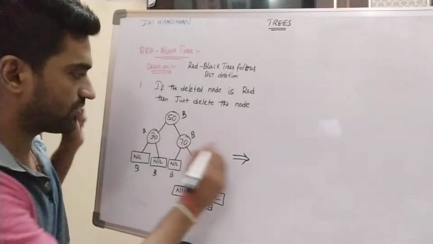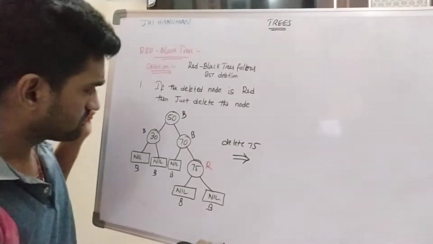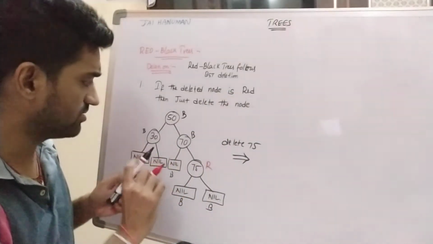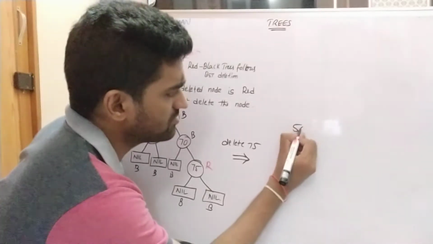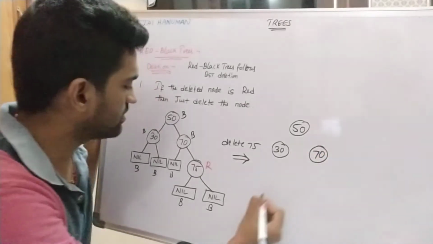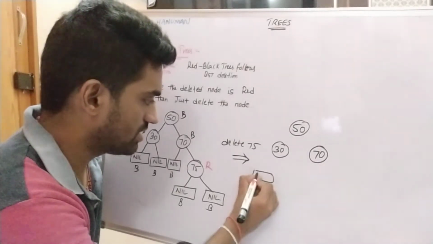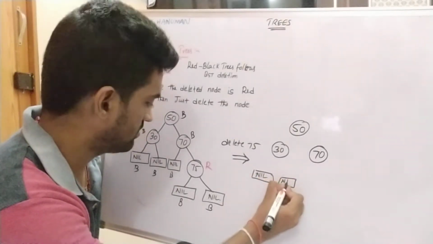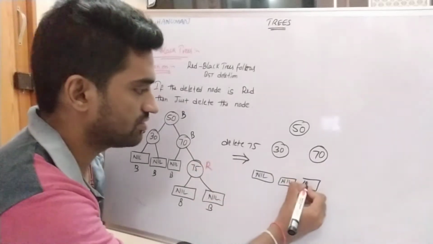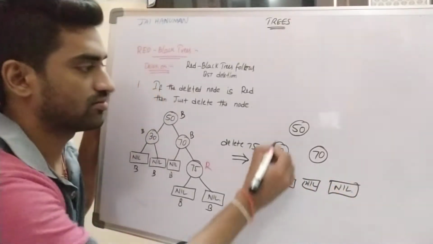Delete 75. So if the deleted node is red, just delete it, right? After deleting 75, the tree becomes 50, 30, 70, 0, nil. So after deleting 75, this also becomes nil. The red node is replaced by nil, right?